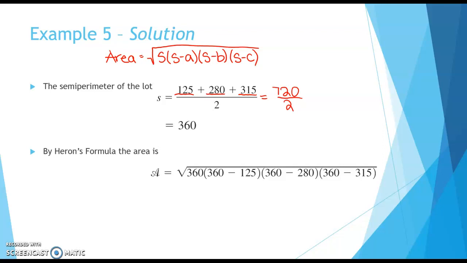Now that you have it in your formula, you've replaced all of your sides. We've plugged in a, b, and c. We've plugged in that s. All we have to do is calculate. So we can go to our calculator and type it all in. I would type it in all at once, square root of, and put everything underneath that radical.